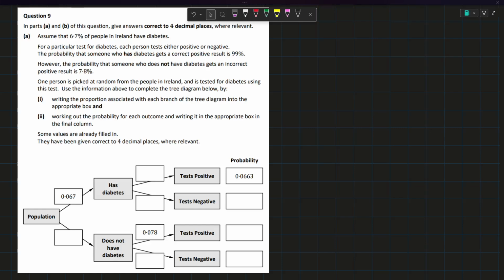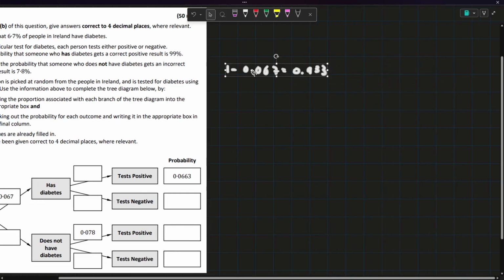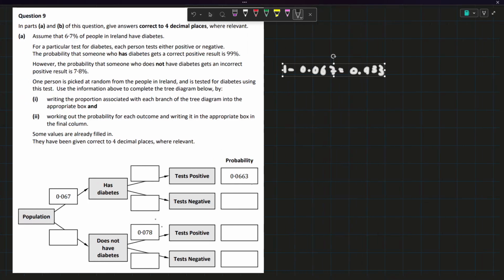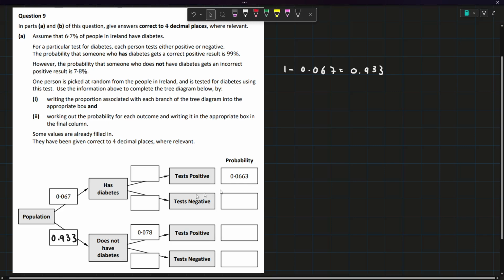This is 2025 paper 2 question 9, and we're given this tree diagram and told to fill it in. So we have the whole population, and 6.7% of them have diabetes. So how many of them don't have diabetes? Well, the entire population is going to be 1, so we can do 1 minus 0.067, and we'll get 0.933. So that's what goes in that box down there. And then we can just look at those who have diabetes.